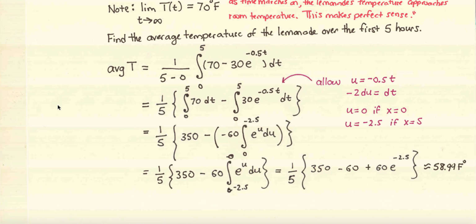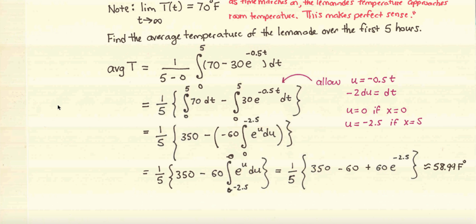Whenever you're asked to find the average value of a function, you do 1 over the length of the interval. So average temperature T is 1 over 5 minus 0 times the integral from 0 to 5 of the function capital T. Now I separate the two integrals, and the first one, 0 to 5 of 70 dt, integrates very easily. That's just 70t, and then I evaluate it and I get 350.